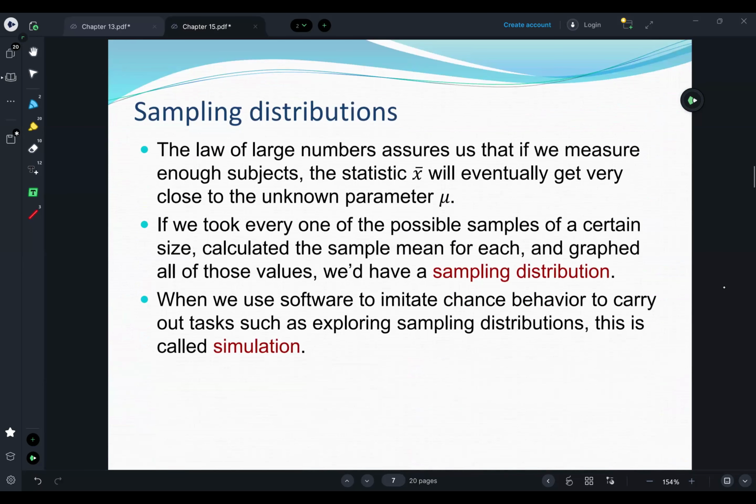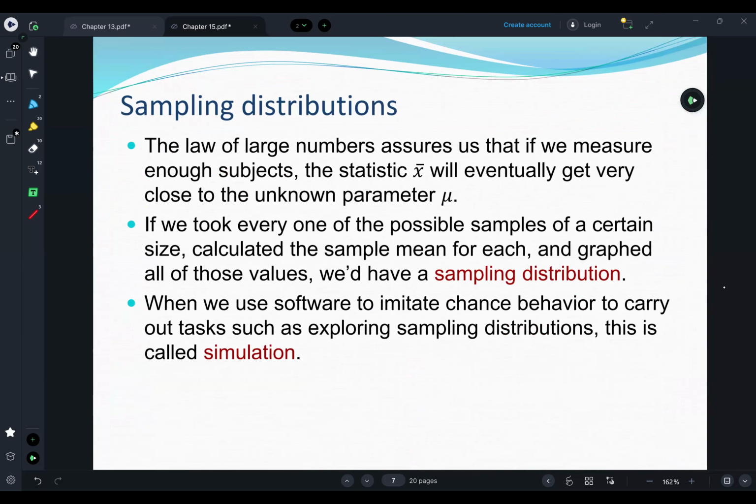So the sampling distributions: the law of large numbers assures us that if we measure enough subjects, the statistic X bar will eventually get very close to the unknown parameter. Remember, I don't know the true value of the mean mu, but I'm trying to estimate it with the sample, right? If you took every one of the possible samples of a certain size, all the same size, calculated the sample mean for each sample and graphed all of those, ta-da, we have the sampling distribution.